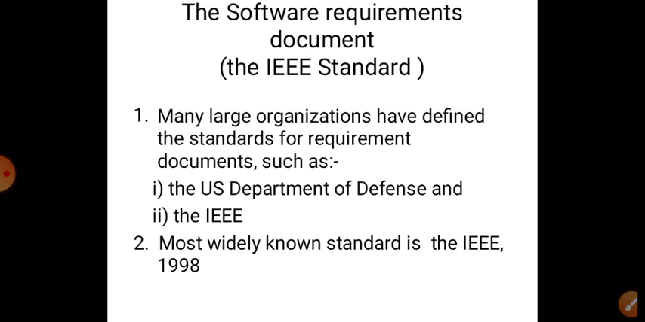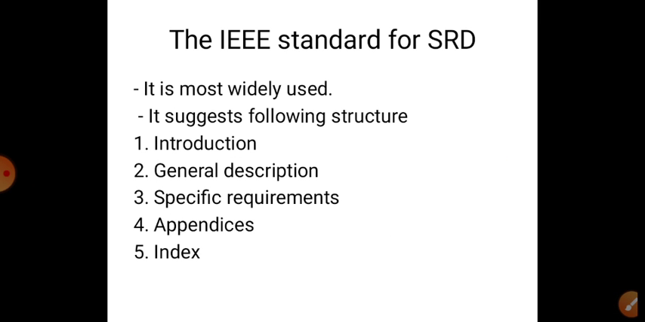The most widely used standard is the IEEE format, which is given in the year 1998. So now we will study the important format as given by the IEEE standard for the software requirement document. As I told you, it is most widely used. It suggests the following structure.